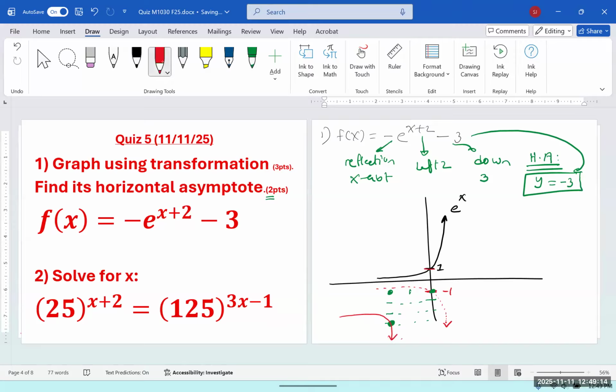So this is negative e to the x plus 2 minus 3. And you also have to draw your horizontal asymptote, it's negative 3. So this is negative 1, this is negative 2, and this is negative 3. This is the line you cannot cross. Y equals negative 3. Okay? So clearly show your boundary, your wall that you cannot cross, and then you graph. Okay?